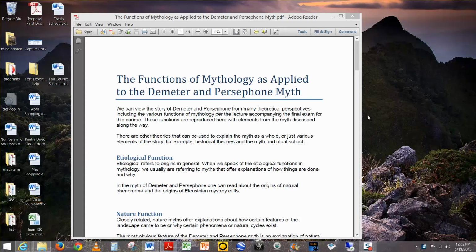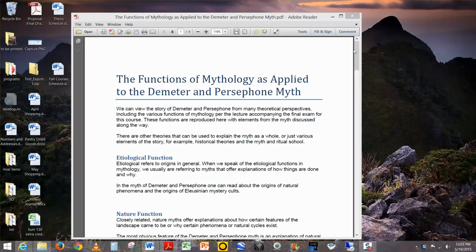So now that you've read the Demeter and Persephone myth, we're going to look briefly at the functions of mythology as applied to this particular myth. There are a lot of theoretical perspectives we can use to examine this myth, but we're just going to examine the functions of the myth based on the functions that are on the instructions for the final exam. And again, this will be brief, as we will talk more about these functions here and there throughout the semester.